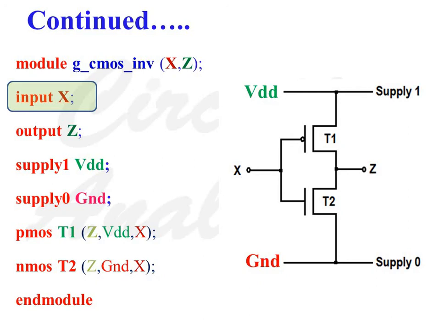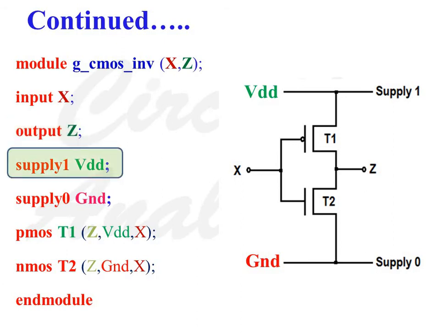The second line specifies that X is the input port, and this line specifies that Z is the output port. In Verilog HDL, there are two keywords, supply1 and supply0. Supply1 means logic at that point is equal to logic 1. Supply0 means logic at that point is equal to ground.